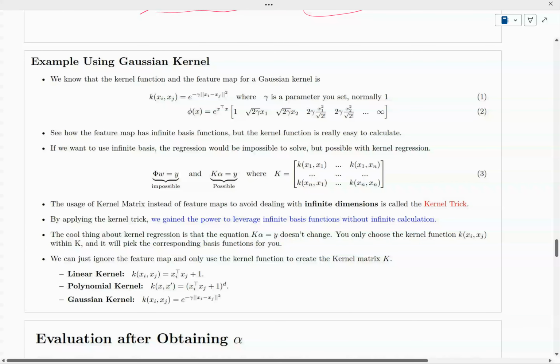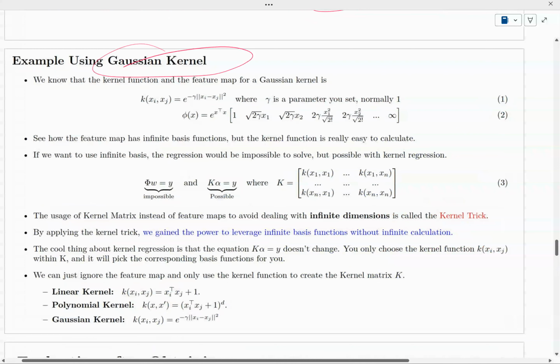So over here, let's use the infinite basis. We have the Gaussian with the infinite basis. See how the feature map has infinite bases. So obviously we can't calculate the feature map. If we look at this perspective, this is impossible because phi is going to be an n by infinity matrix, phi w equals y, right? Because the width depends on the number of basis functions you have. So if you have infinite basis functions, this is going to be infinite. And obviously, you're not going to be able to calculate infinite w, right? If w is infinitely long.